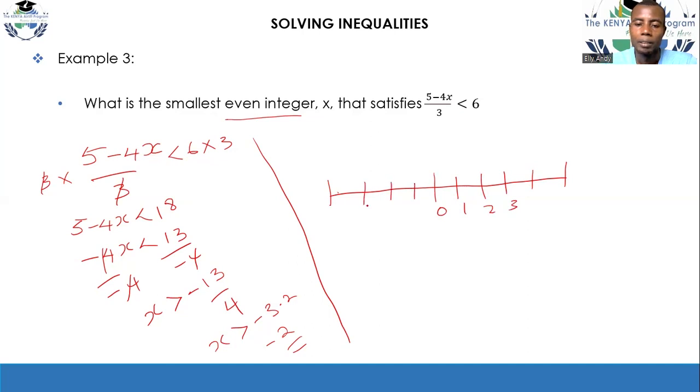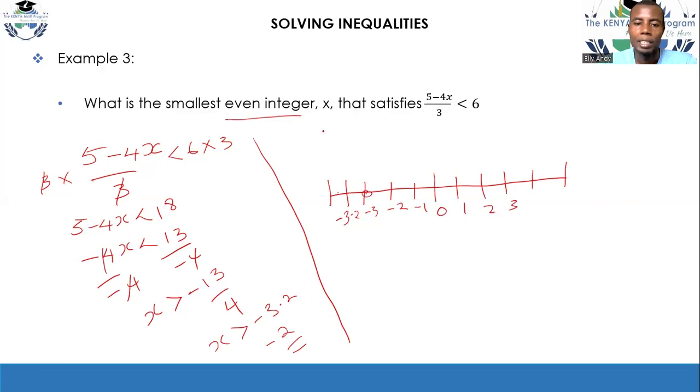Then let's say we have our negative 3.2 somewhere there. Then the next integer after negative 3.2 should be, of course, negative 3. Then you have negative 2, then negative 1. So the first integer after negative 3.2 is negative 3.